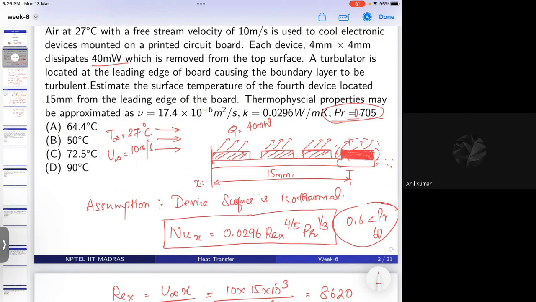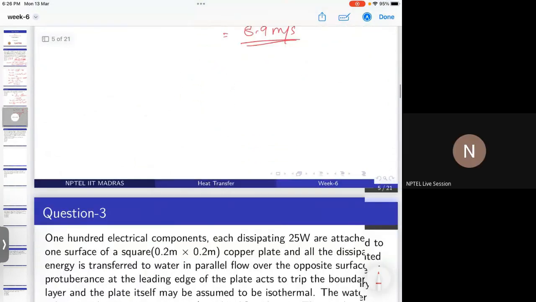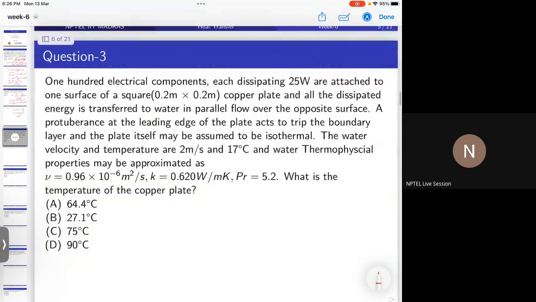Okay, sir. So you should analyze the question also. What is our point of interest? We should check that, and only then should we start proceeding with the solution.